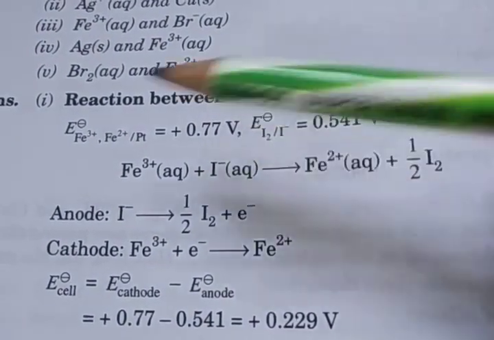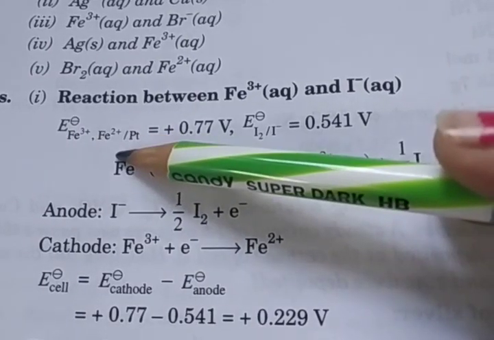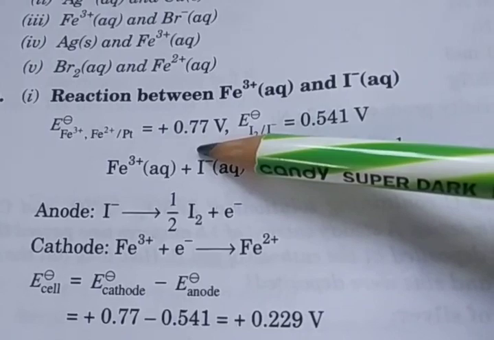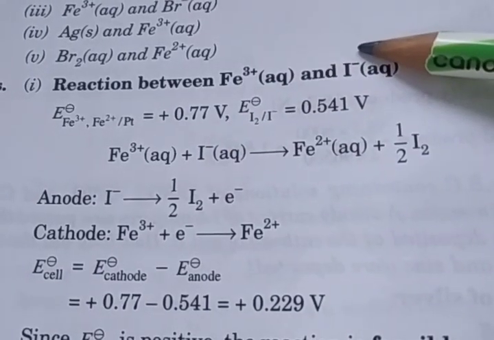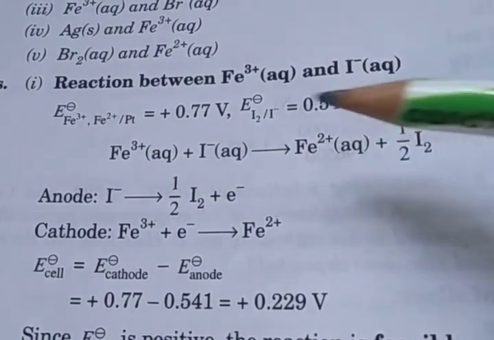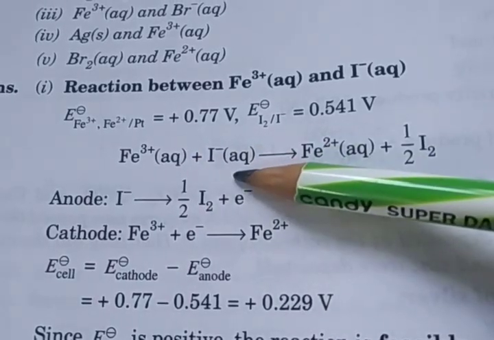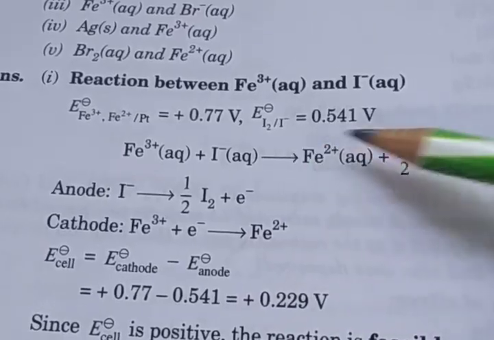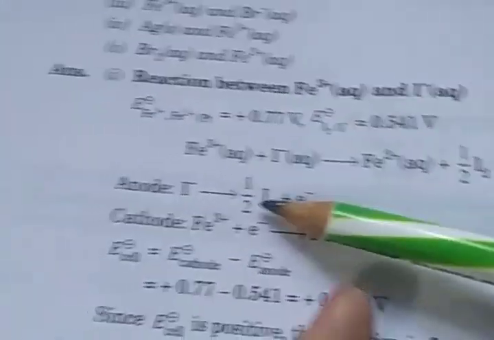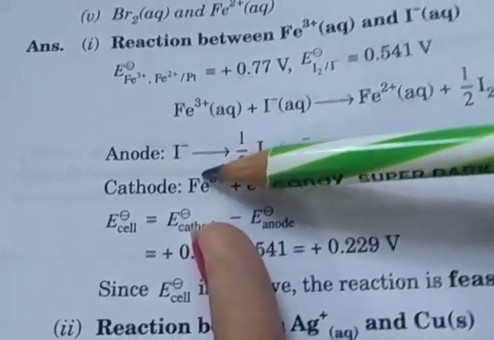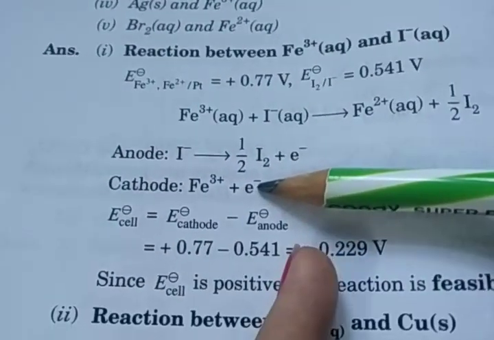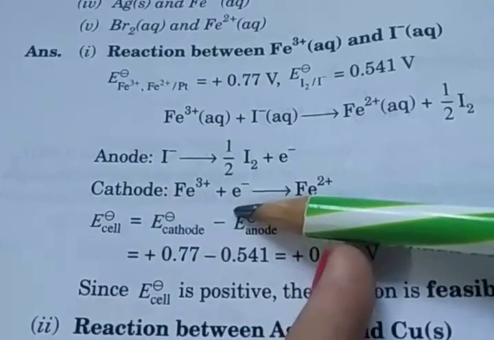Fe3+ converts into Fe2+ using a platinum electrode. The potential value is +0.77 volt and for iodide 0.541 volt. The equation is Fe3+ reacting with I-. Fe3+ converts into Fe2+ and iodide ion converts into iodine. At the anode, iodide ion loses electrons and converts into iodine, and at the cathode, Fe3+ gains an electron and converts into Fe2+.